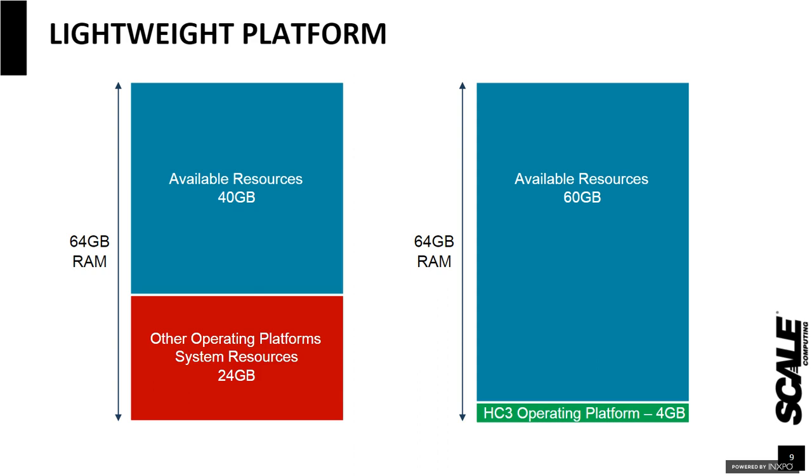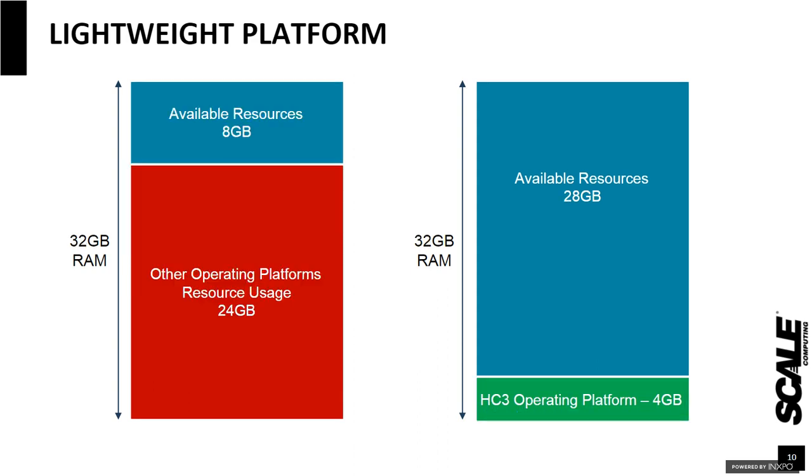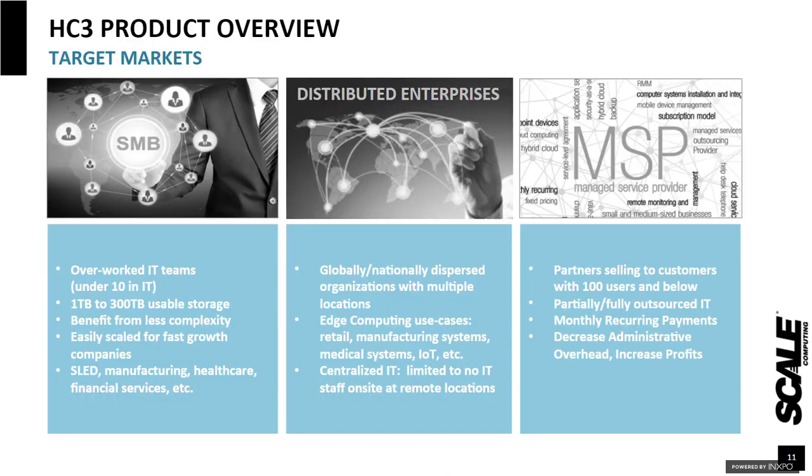Now let's get even more efficient. Now let's go to even a smaller customer. We're running 32 gigs. They don't need much at the edge. That platform is consuming pretty much everything. You really can't run anything less on that node. Versus the HC3 platform, we're only consuming that 4 gigs still. So there's still enough resources to run those 2 or 3 lightweight VMs that they're going to be running on it. And this is what makes us a great fit in these target markets.